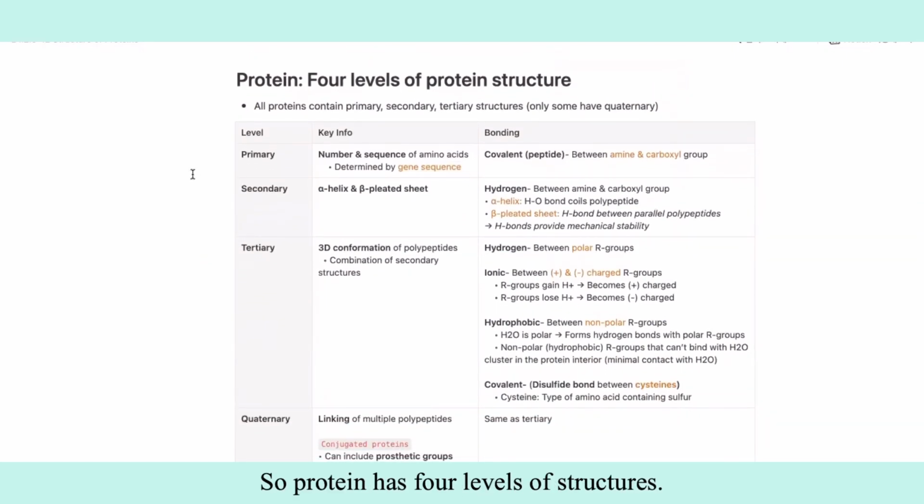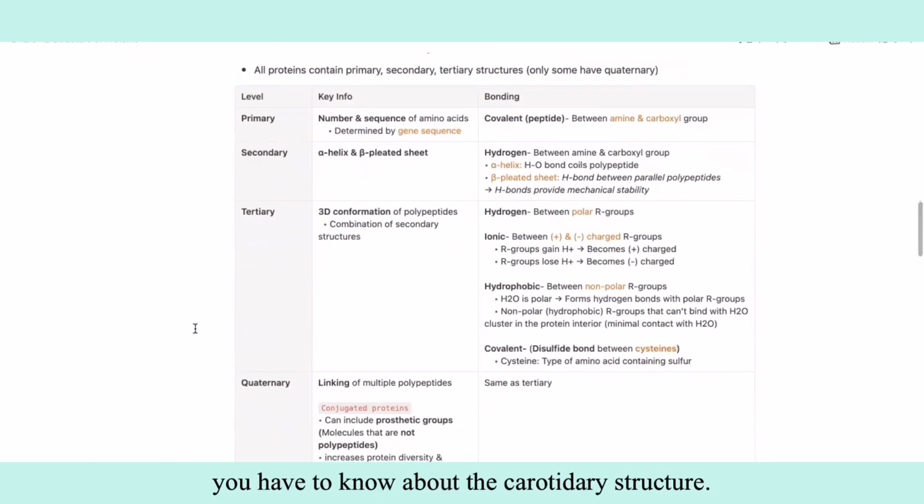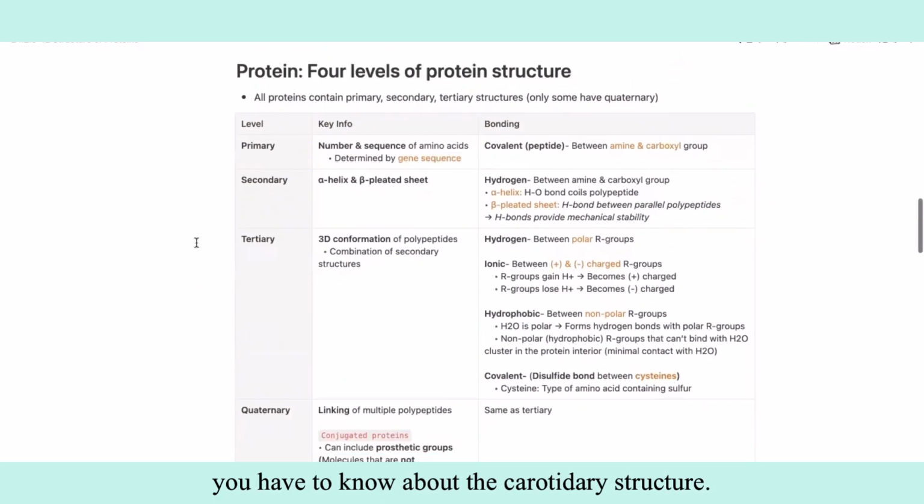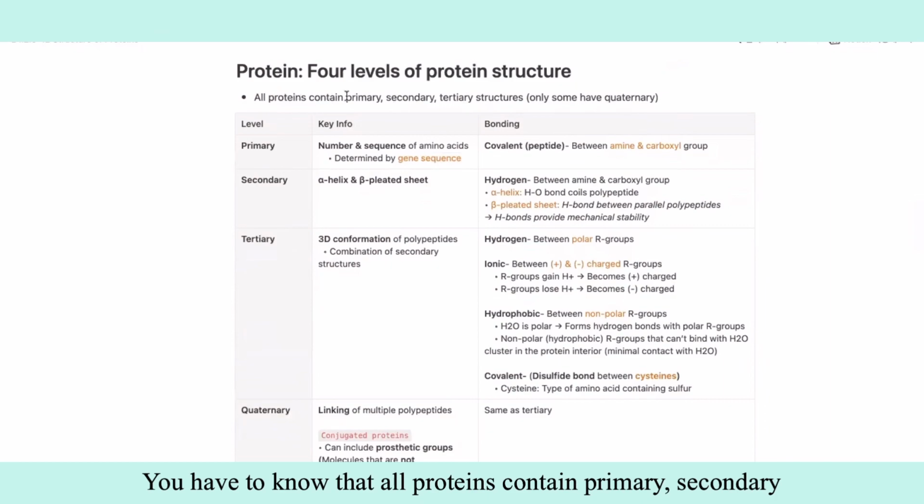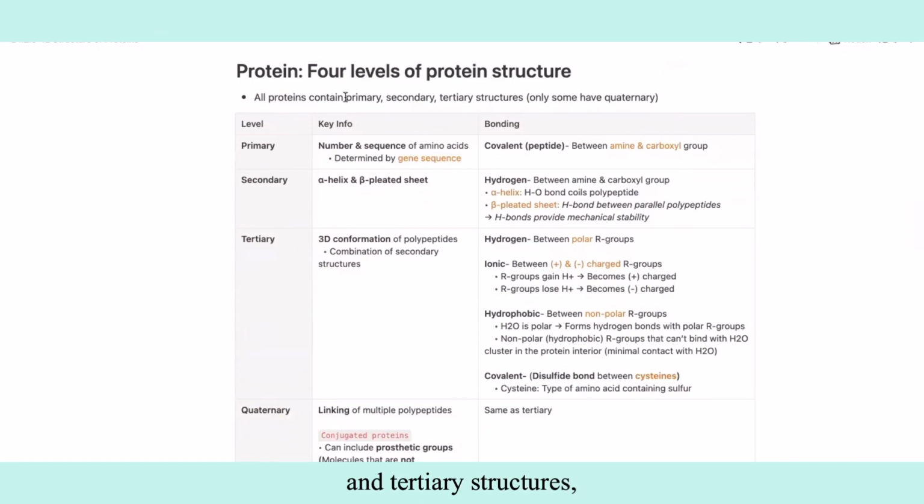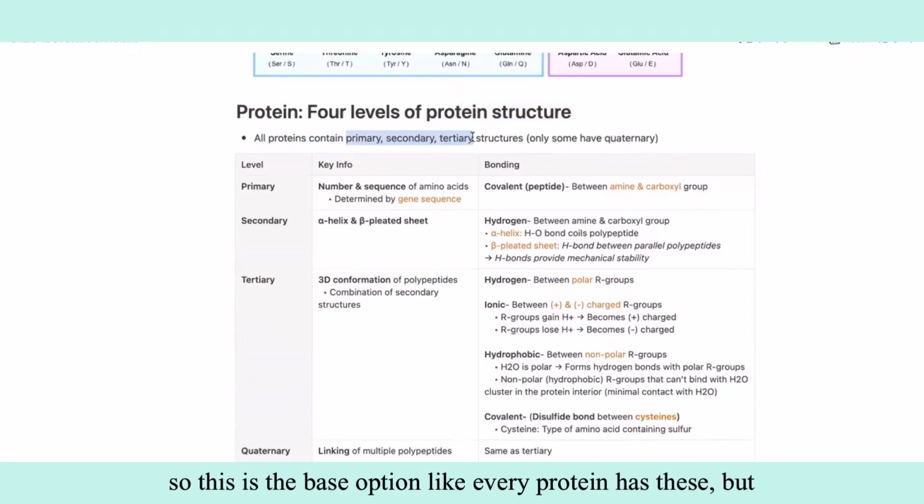So protein has 4 levels of structure. SL students, you only have to know up to primary, secondary, and tertiary, and HL students, you have to know about the quaternary structure. You have to know that all proteins contain primary, secondary, and tertiary structures, so this is the base option, like every protein has these, but only some have quaternary structures.